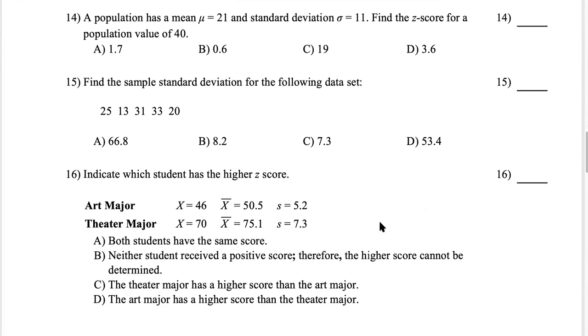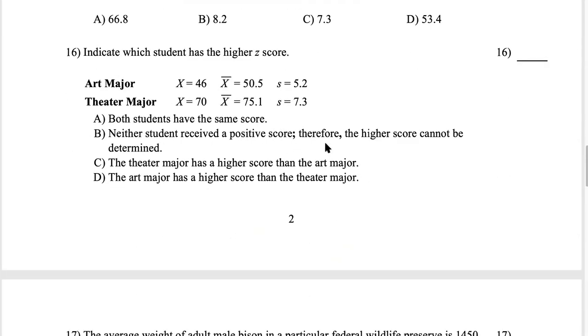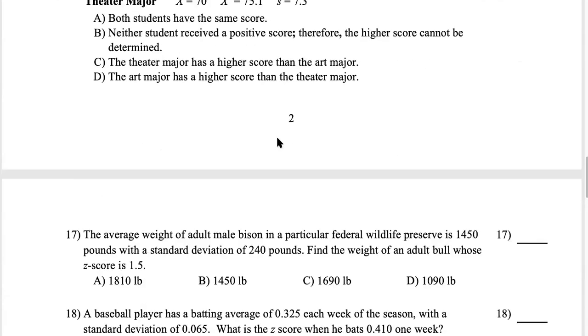Number 16, two students, right? One is in the art major, the other one is in the theater major. We're trying to see which one is better, the same example we mentioned in class. Everybody uses the same formula, the Z-score, standard score, to do the calculation. I'm not going to calculate, I'll explain using almost the same example. We have a math person, we have a biology person.